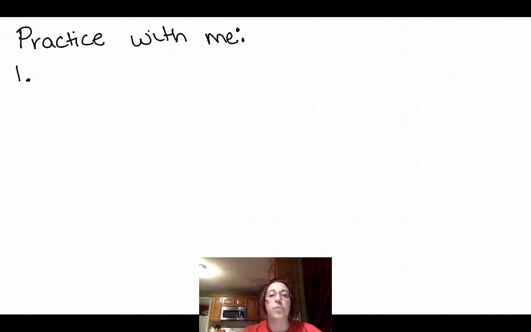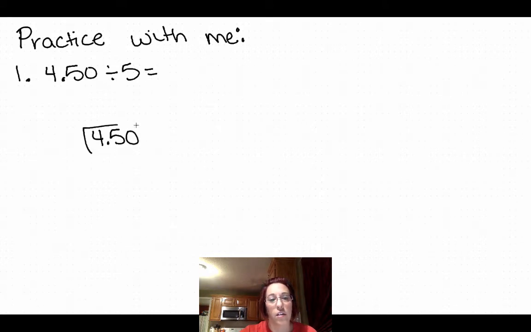Okay, so we start with some practice with me problems. Remember that these are problems you should be completing with me so that you're learning to do the skill. Our first problem is 4 and 50 hundredths divided by 5. So we have to go ahead and put the dividend inside of the brackets, put our divisor on the outside, and we're ready to divide.